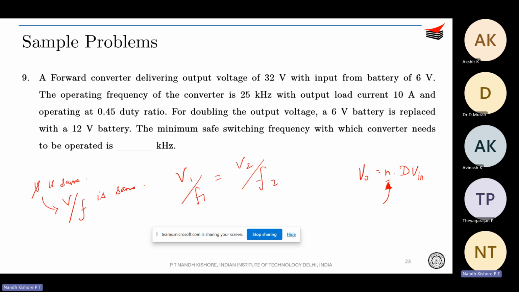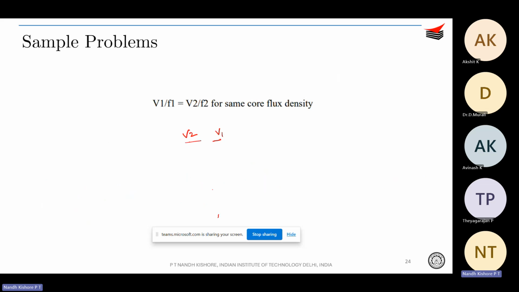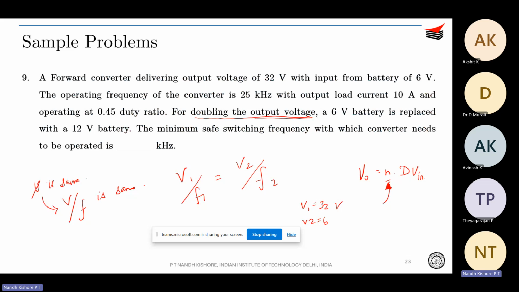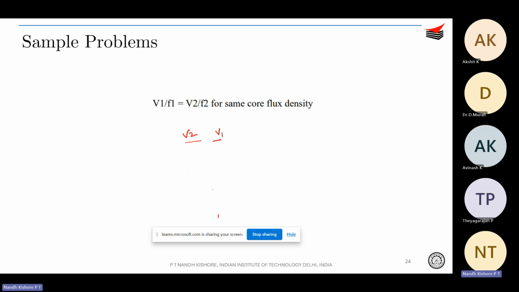So the question is for doubling the output voltage. The output voltage is doubled. Therefore, V1 is 32, V2 is 64, F1 is 25 kilohertz. What is F2? So this is again pretty simple. If you want your converter to operate with your inductor not to get saturated, you would want the flux density to be same or the flux to be same. So phi is same, therefore V by F is also same.